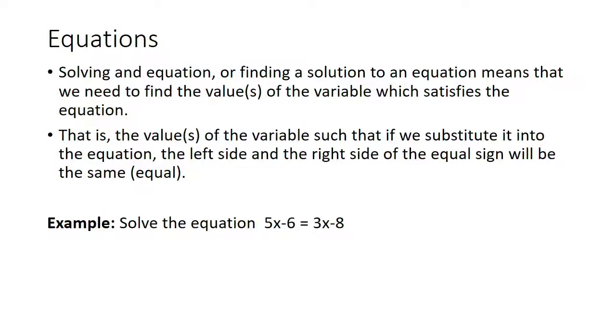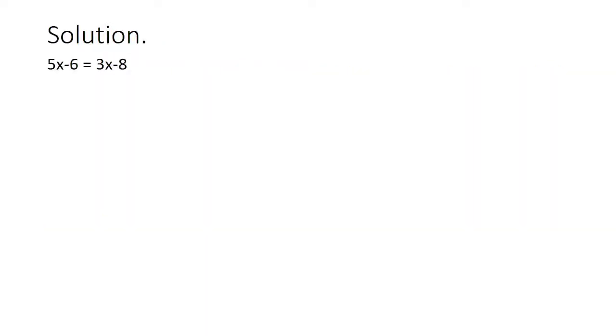For example, if you look at the equation in this example down here, 5x minus 6 equals 3x minus 8. What we want is the value of x or values of x, if they are more, such that if you put those values wherever you have x, then the left-hand side and the right-hand side must be equal. That's what it means to say that you want the value which will satisfy the equation.